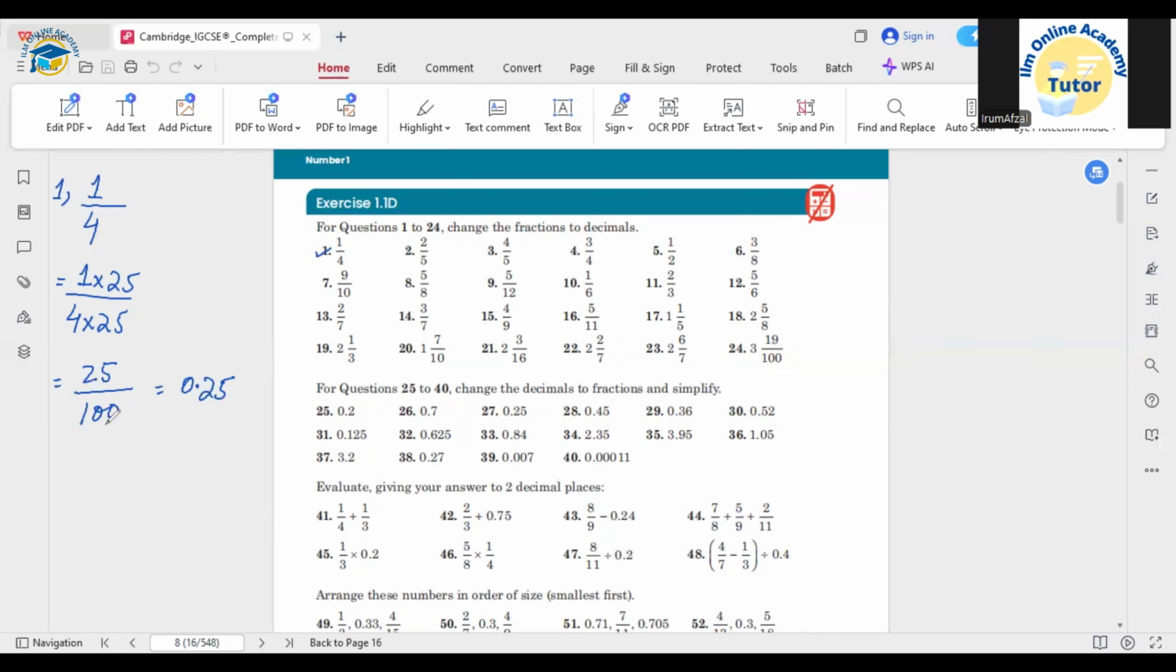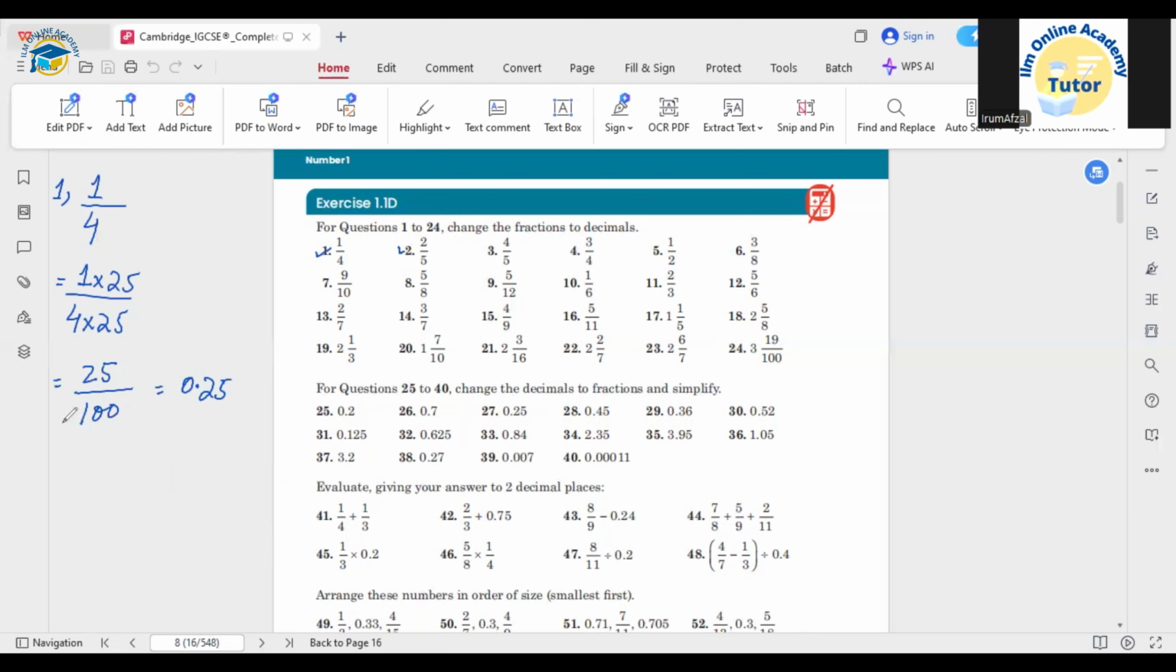For example, if I have 25 by 10, I'm going to write it as 2.5. The 10 shows that after the decimal point you need only one number. So accordingly, you can convert them. This is your part number 1.